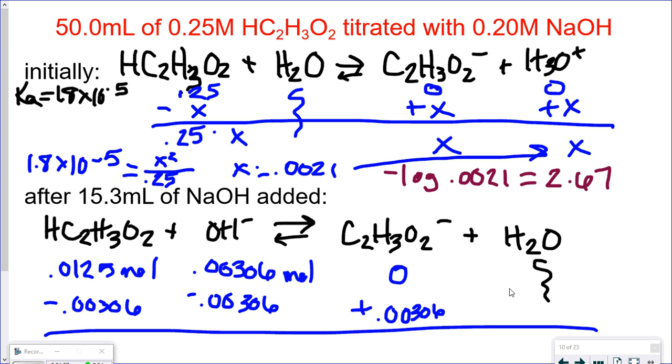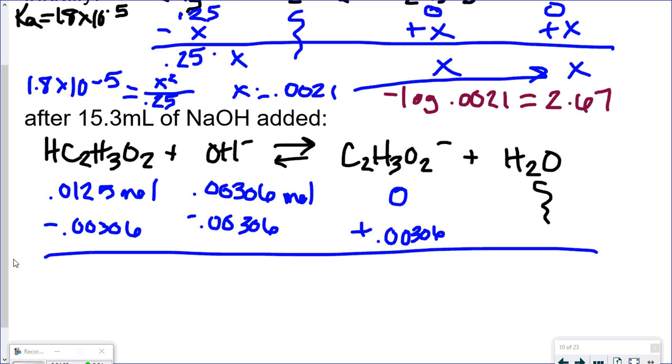I'm going to scroll down a little bit so you can see a little better. So at equilibrium, or once we've neutralized, we're going to have 0.00944 moles of acid. None of our hydroxide will be left. It is going to be neutralized. And now we're going to have 0.00306 moles of our conjugate base. So because we have our moles of acid and moles of conjugate base, we can plug into our Henderson-Hasselbalch equation.